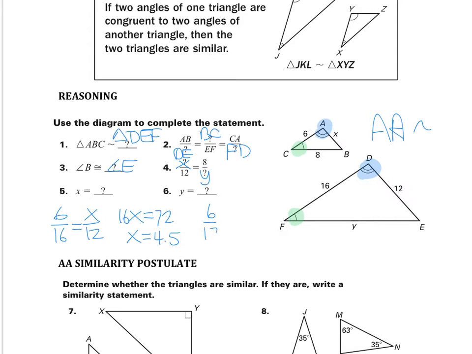And I do the same thing for Y. 6 to 12 equals 8 to Y. Solve the proportion, you get 6Y equals 96. Y ends up equaling, oops, I made a mistake, sorry. Should be 16, I wrote 12. Which this then is, apologize for that. 8 times 16 is 128. And divide by 2, 64/3.